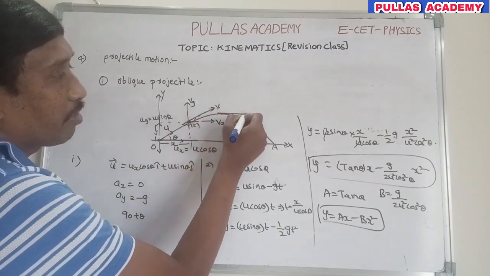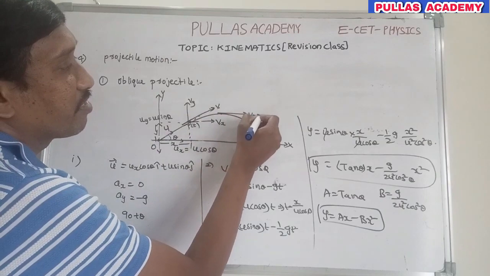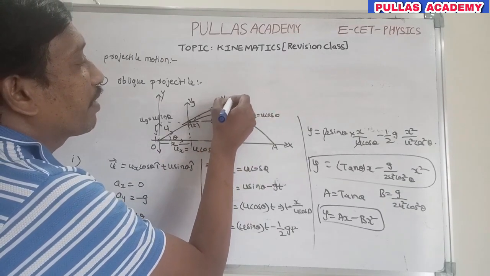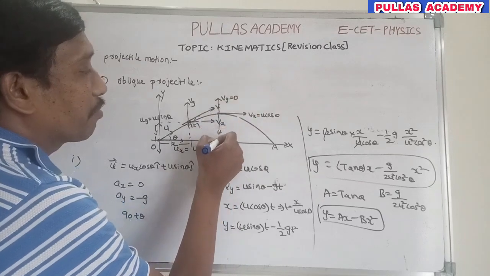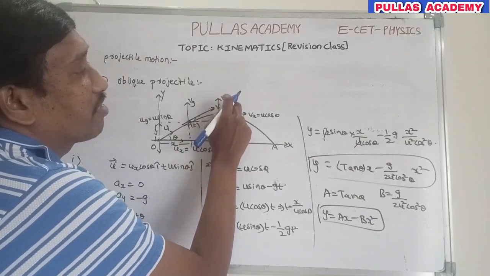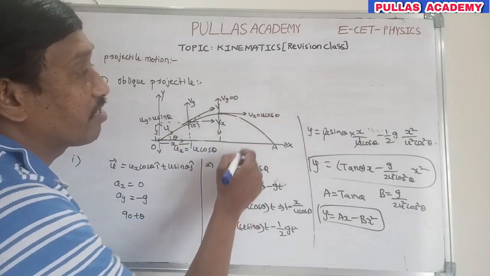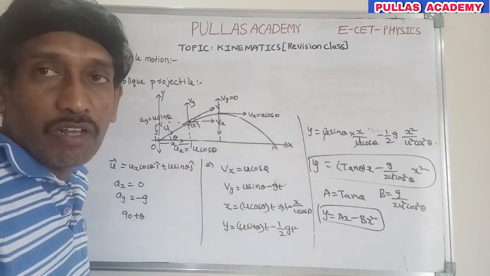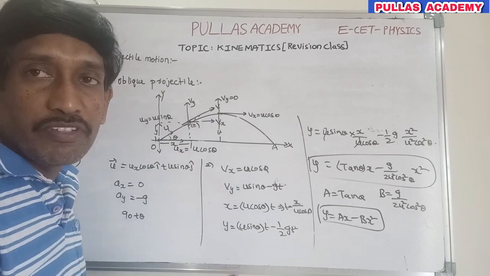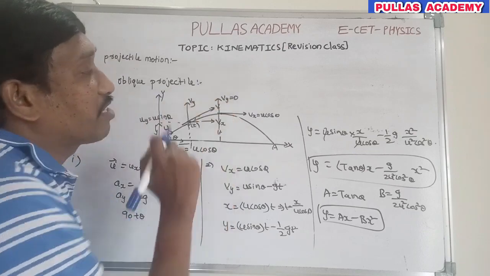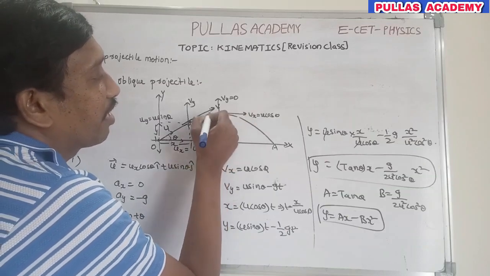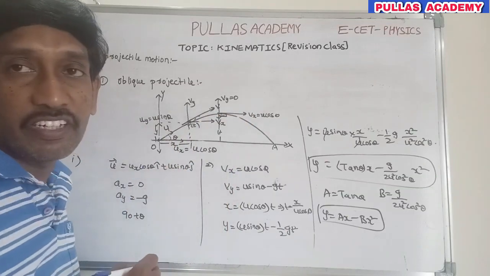Next, when it reaches the maximum height, its velocity vx is equal to u cos theta. But along the vertical direction, the vertical component of velocity is 0 at maximum height. Very important point. At maximum height, it is only the horizontal velocity, so the total velocity is also u cos theta. That means at maximum height, its velocity becomes minimum, not 0, but the vertical component of velocity becomes 0. In this case, this is acceleration, this is velocity, and the angle between velocity and acceleration is 90 degrees.